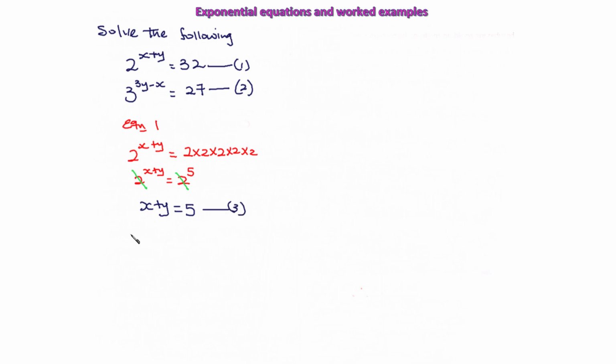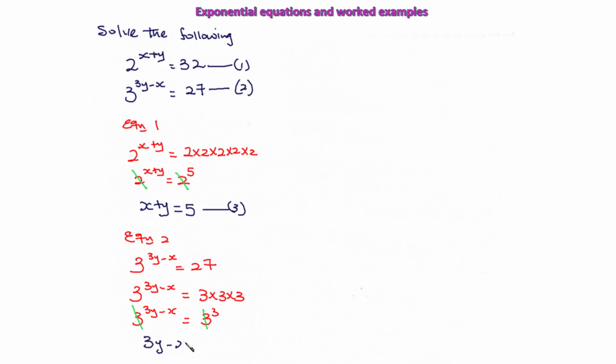Now, let's go to equation 2. Equation 2, we have 3 raised to power 3y minus x is equal to 27. Let's resolve it also. 27 will be 3 times 3 times 3. Then you have 3 raised to power 3y minus x is equal to 3 raised to power 3. Since it has the same base, this cancels out. Then we have our answer: 3y minus x is equal to 3. Let's call this equation 4.